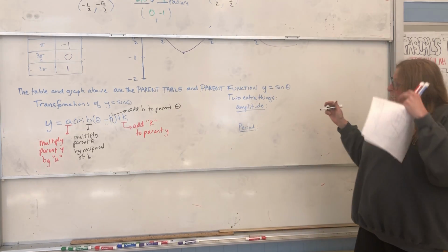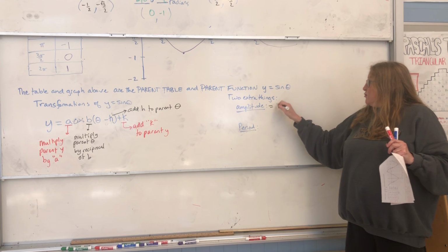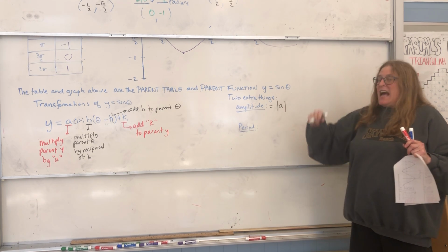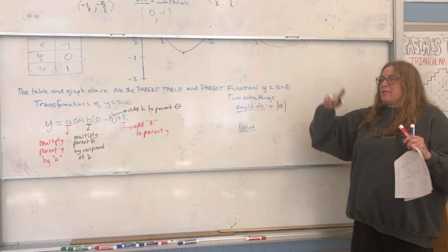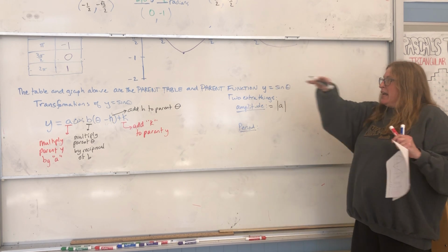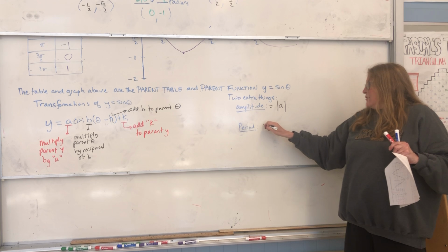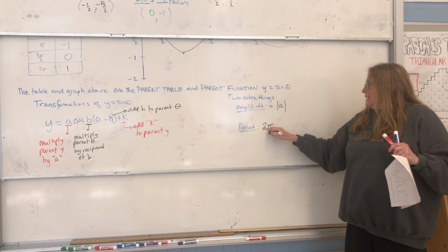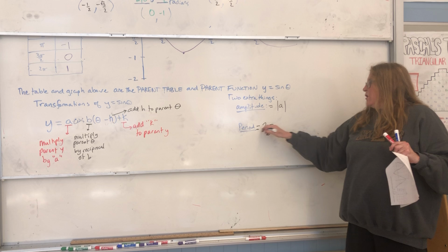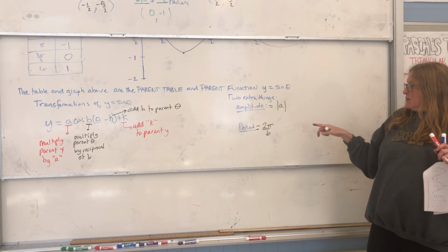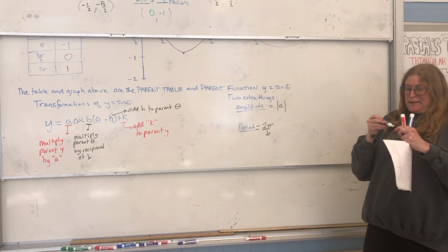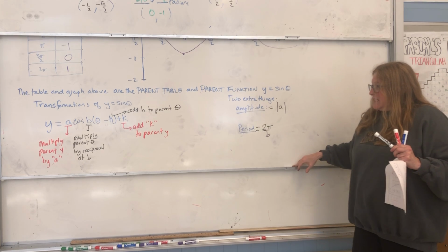If you guys remember, the amplitude is equal to the absolute value of a. How high up or how far down from that middle line does the graph go? And the period is 2 pi over b, right? So it's one cycle of the graph, and in this case it's equal to 2 pi over b. So let's look at our first example.